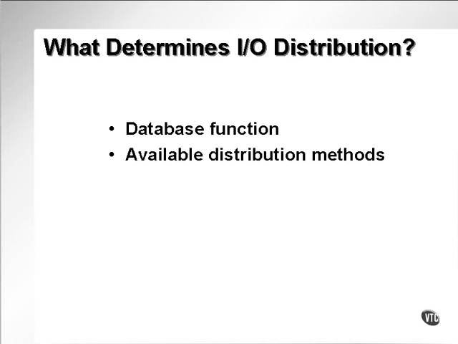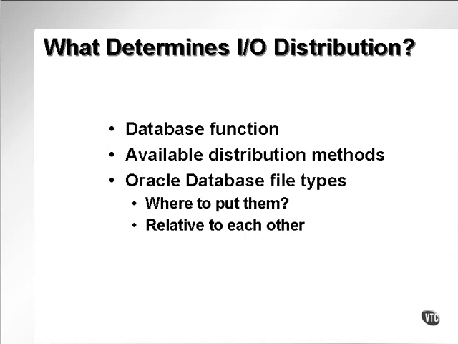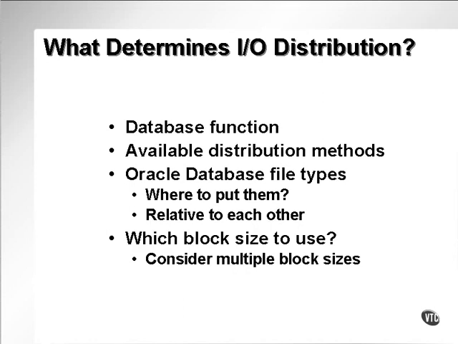Obviously, the available distribution methods are very important to take into account. For instance, where do you put the different Oracle database file types, such as indexes and tables? Obviously, relative to each other. Are things used at the same time? Are they read and written at the same time? Or both or either? The block size is obviously important.